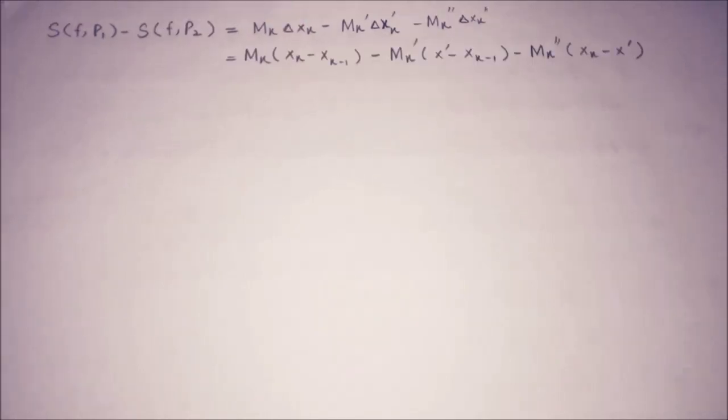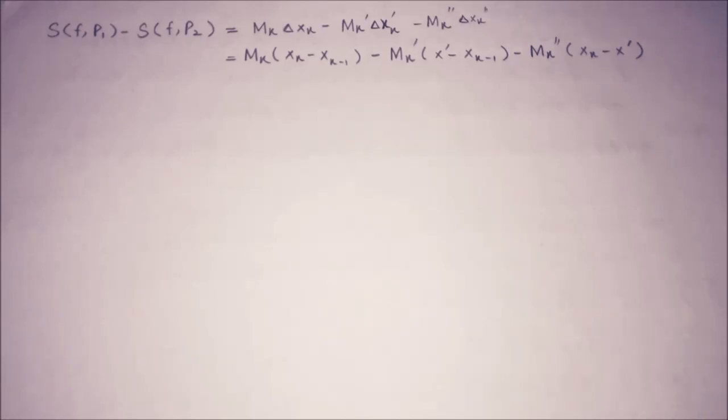Now if we expand delta xk, this will be xk minus xk minus 1, and for delta x prime we have x prime minus xk minus 1, and for delta x double prime we have xk minus x prime, the way we have defined mk prime and mk double prime.